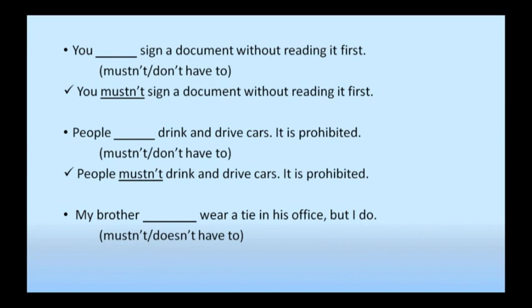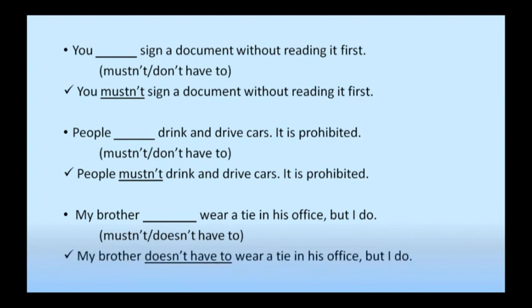The next example is, my brother wear a tie in his office, but I do. And we have to choose between the following two forms, mustn't and doesn't have to. Doesn't have to is the correct modal. My brother doesn't have to wear a tie in his office, but I do.